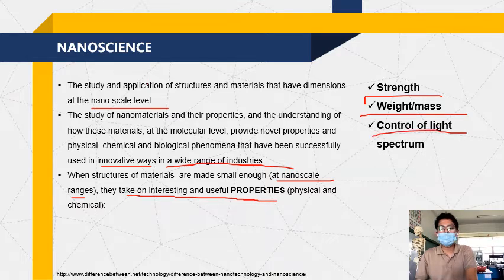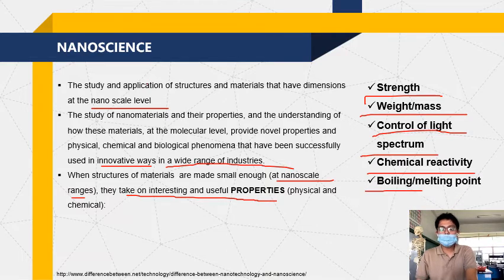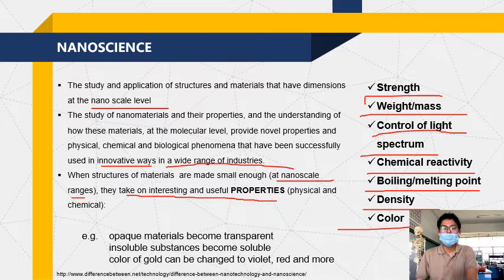Another one is the control of the light spectrum as well. And then we also have chemical reactivity. At a nanoscale, it might enhance the chemical reactivity of a certain material. And then even the boiling and melting point. Then we also have density. And lastly, the color. One example in terms of color is that an opaque material could become transparent. An insoluble substance could become soluble, and even the color of gold can be changed to violet, red, and even more.